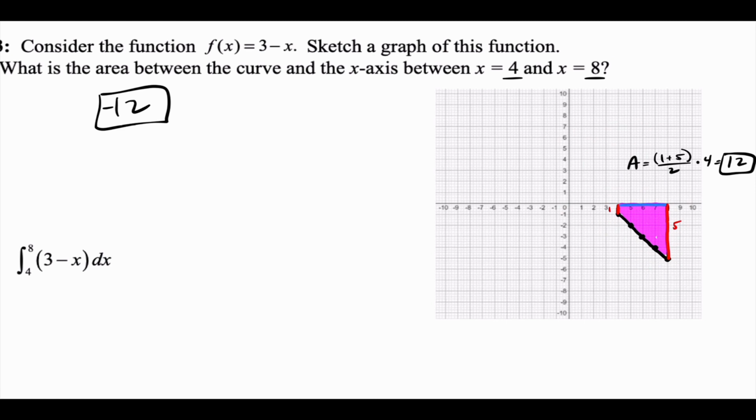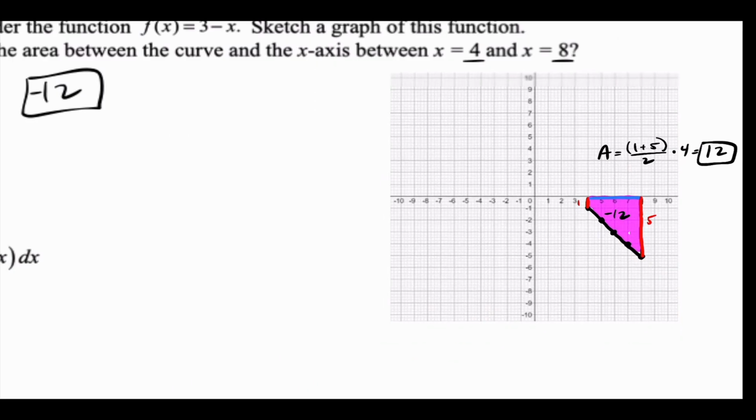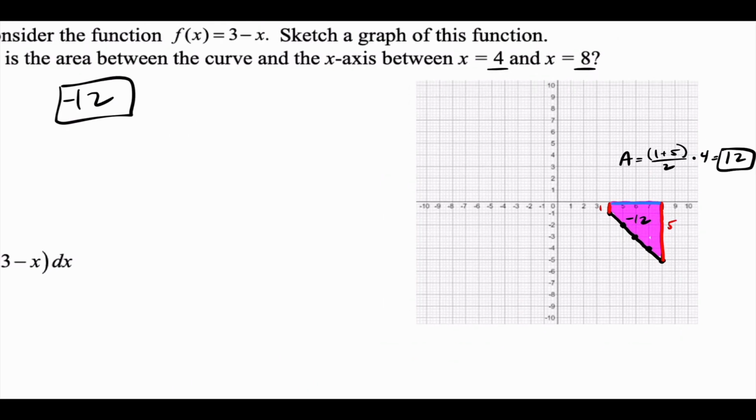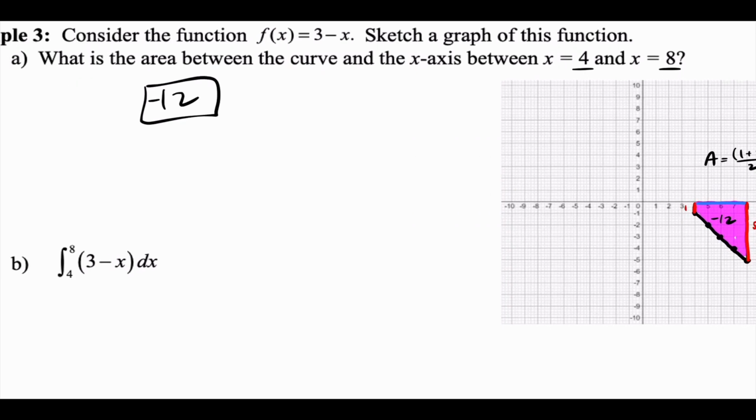Exactly. It's going to be negative 12 because it's underneath. We find the area like it's positive, and then you throw a negative in there because it's under the x-axis. Yep, very important. Because if we have area that's negative, that means it has to be under.